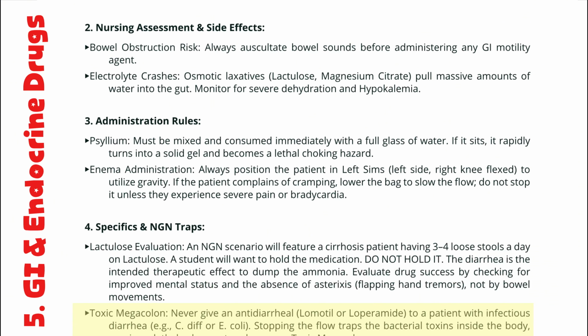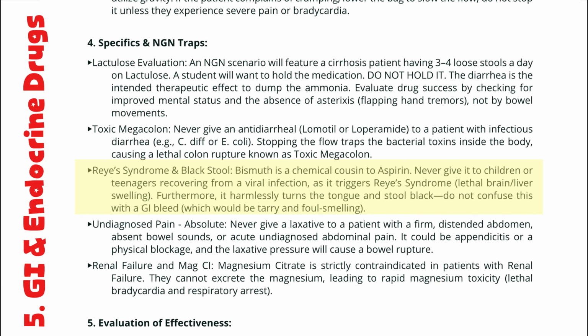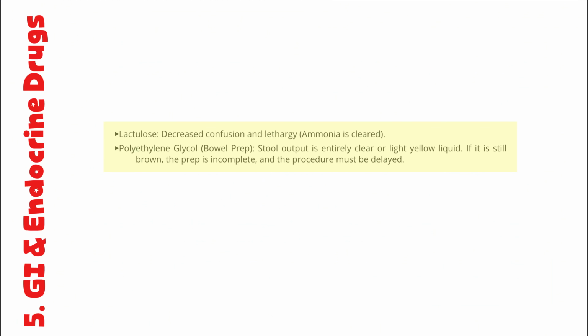Never give loperamide for infectious diarrhea. It traps the toxin inside the colon and can trigger toxic megacolon. Never give bismuth to a child recovering from a virus. That's a Reye's syndrome risk. And yes, it also turns the stool harmlessly black, which is not a bleed. Never give a laxative for undiagnosed abdominal pain or absent bowel sounds. You could be pushing against an obstruction. And magnesium citrate is contraindicated in renal failure, since a failing kidney can't clear the magnesium load. For evaluation, lactulose success looks like decreased confusion, not just more stools. And PEG bowel prep success looks like clear or light yellow output.